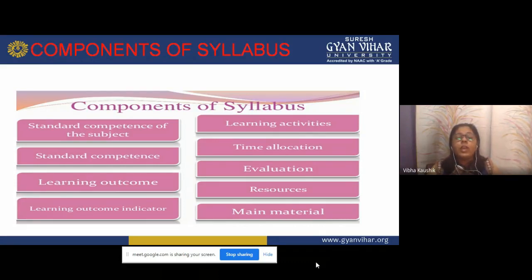Learning activities: we have to plan the activities for the completion of the syllabus. Time allocation: how much time we will give to complete that particular subject. Evaluation: what will be the basis of evaluating? Resources: what are the different resources that will be used by the teacher for the completion of the syllabus? Main material: what will be the main material from which the syllabus will be covered?